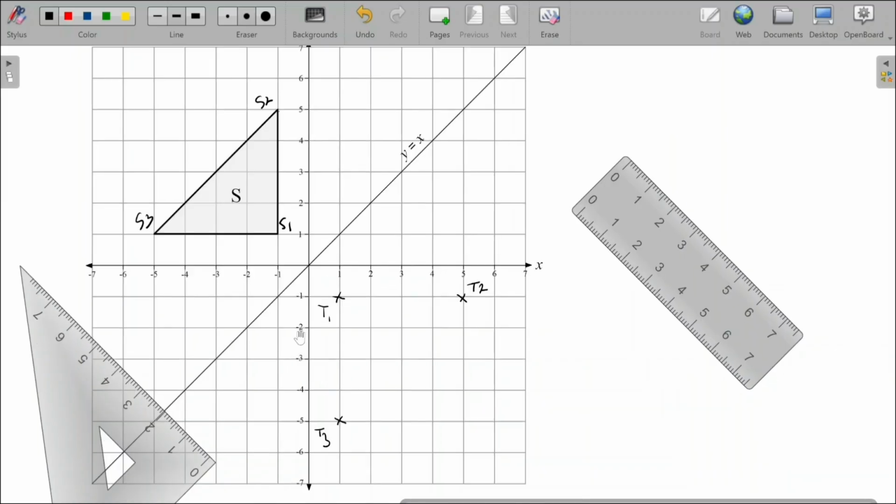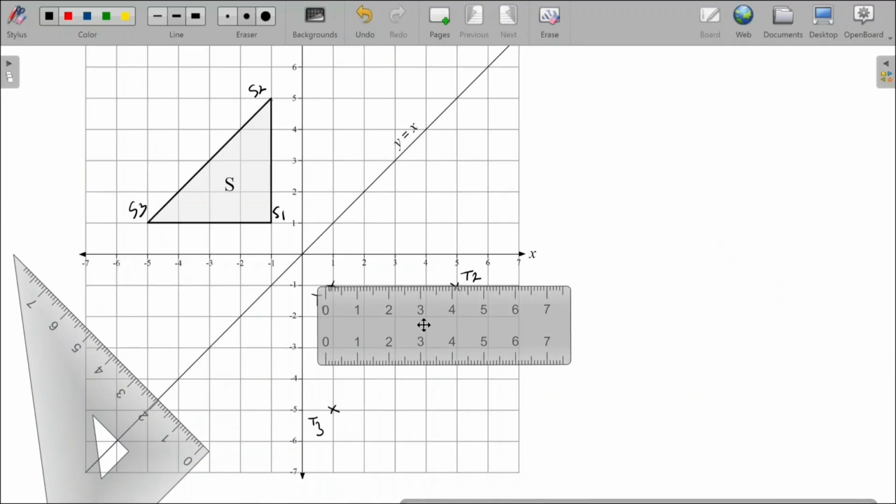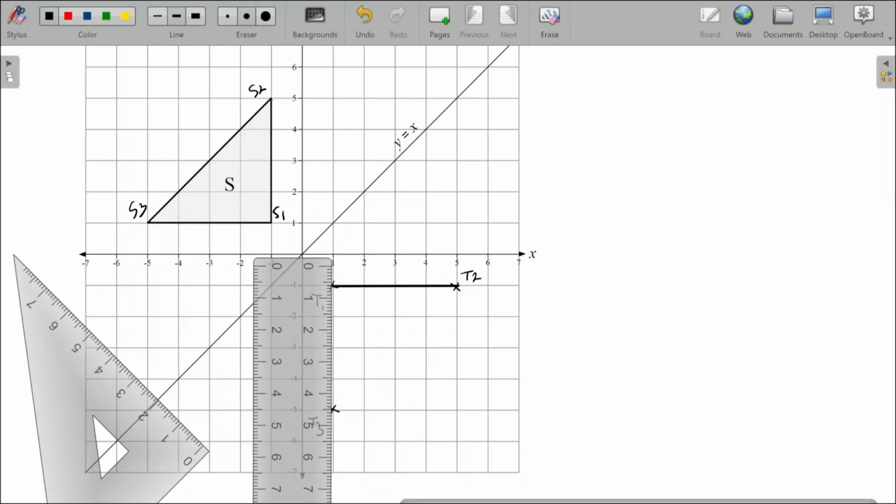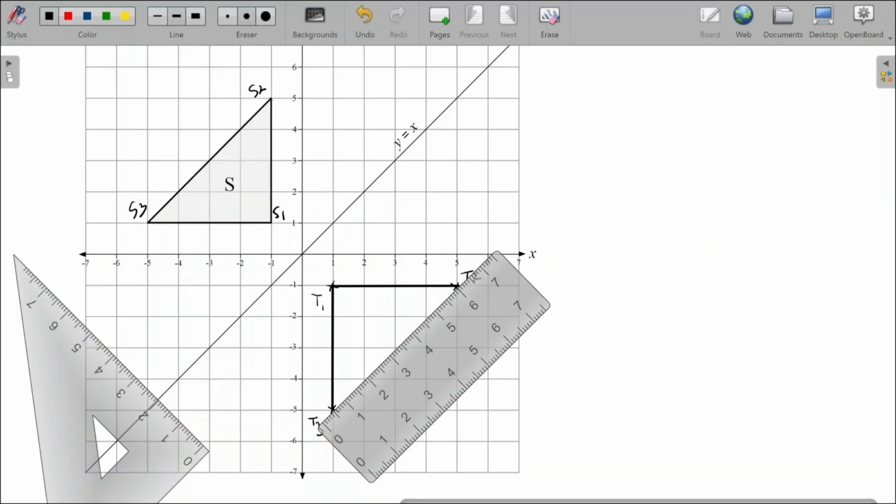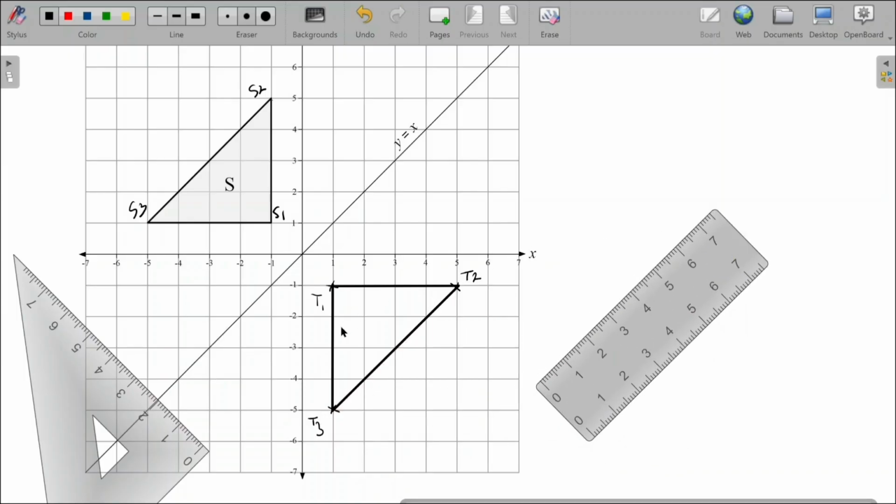Next, we join all the 3 vertex points to form triangle T. We join T1 and T2 first. Next, we join T1 and T3. Lastly, we join T2 and T3. We now have triangle T, which is a reflection of triangle S in the line y equals x. So we can label this triangle T. Hope you understand.